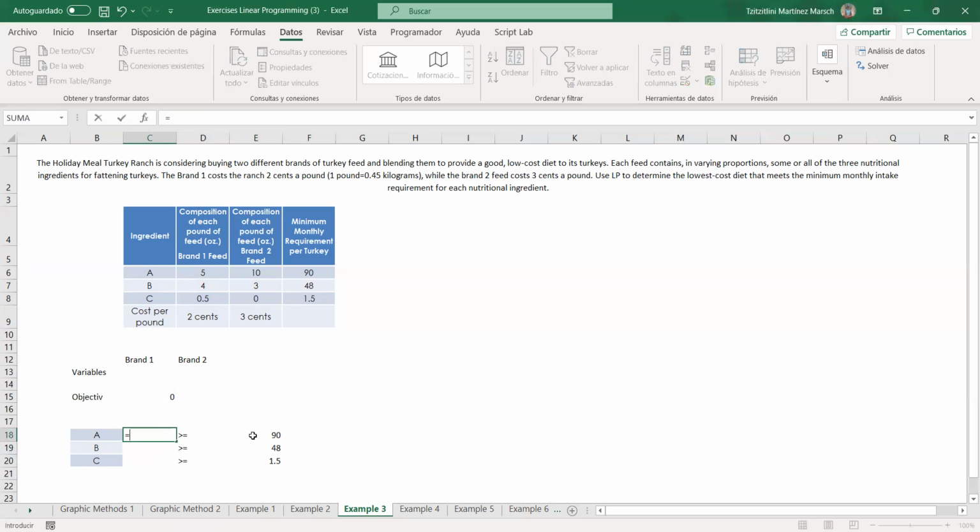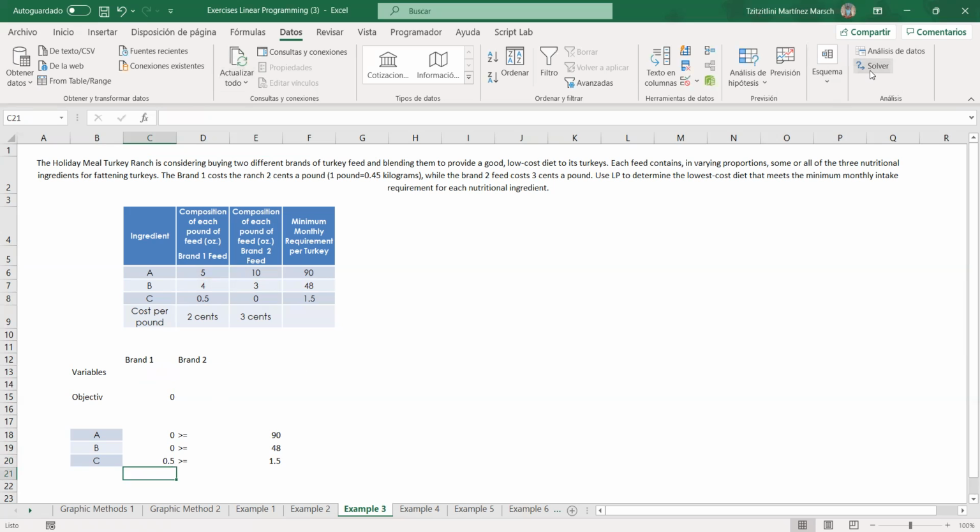So here it goes. It's 5 times whatever I have of brand A, times the 5, plus brand B times the 10. Then whatever I have of brand 1 times 4 plus brand 2 times what I get from this composite of 3. Then brand 1 plus 0.5, and I leave it there because I don't have anything.